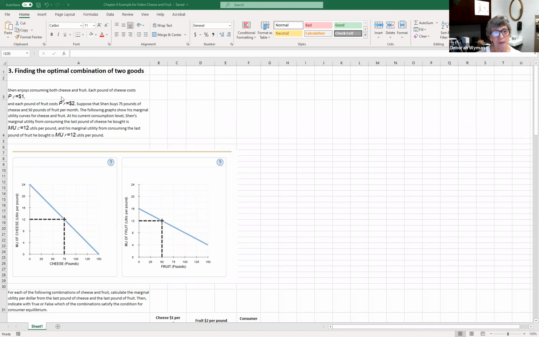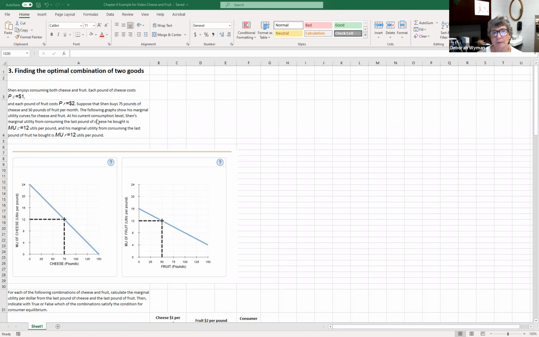Shen enjoys consuming both cheese and fruit. Each pound of cheese costs $1. So the P means price, C means cheese. And each pound of fruit costs $2. P means price, F is fruit. Suppose that Shen buys 75 pounds of cheese and 50 pounds of fruit per month. The following graphs show his marginal utility curves for cheese and fruit.